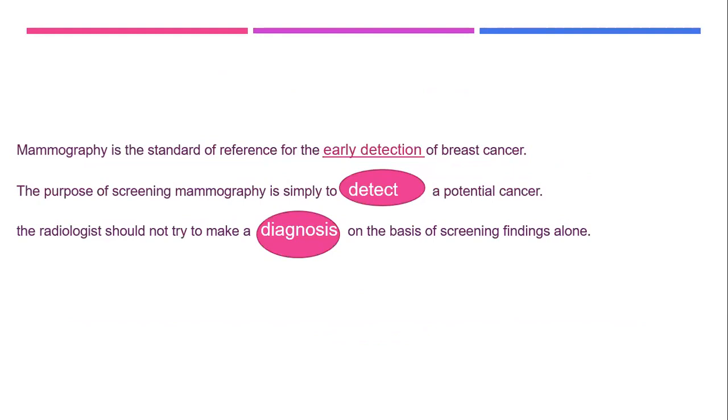Okay, as you know, mammography is the standard of reference for the early detection of breast cancer. The purpose of screening mammography is simply to detect a potential cancer. However, the radiologist should not try to make a diagnosis on the basis of screening findings alone. What is the difference between the two words I highlighted? Detect and diagnose, detection and diagnosis. What is the difference between the two?